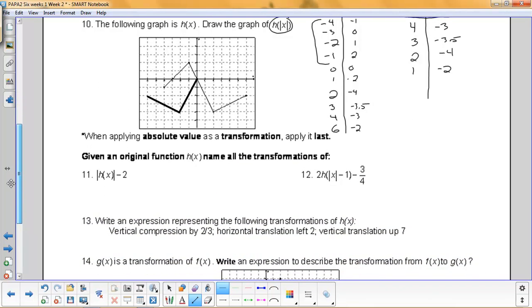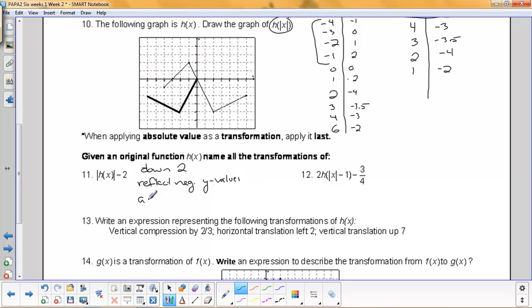Okay? Now what we'll do for the remainder of this is take a look at all of the transformations that we could see and all of the different formations that they could come in. Okay, remember, absolute value transformation is applied last. Therefore, in order, I will start with down 2, which is your -2 outside of the function. Okay? Followed by a reflection of negative y values across the x-axis.